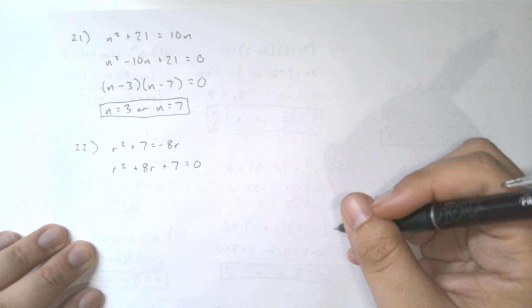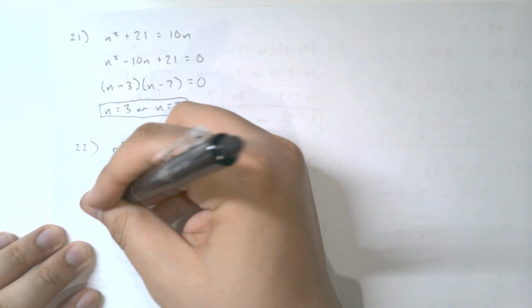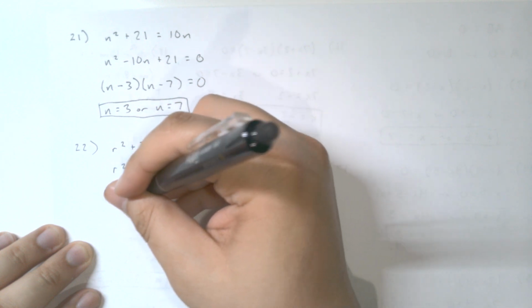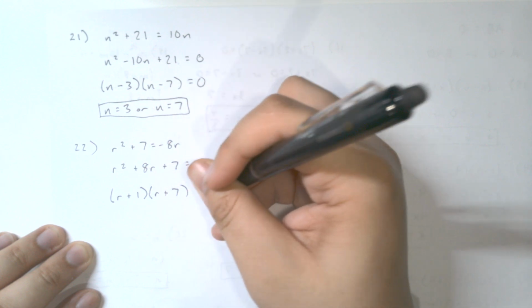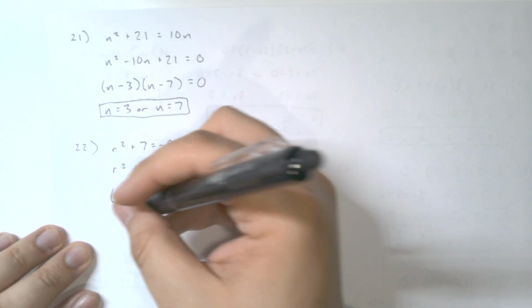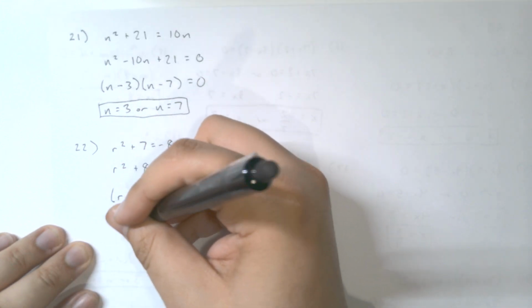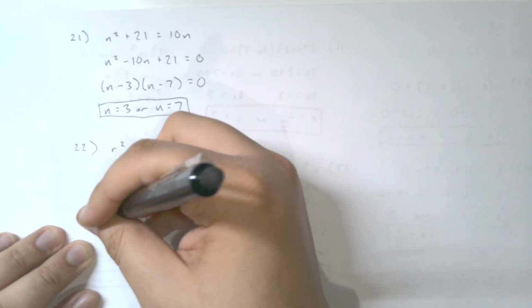And we want to find two numbers that multiply to 7 and add up to 8. We have the numbers 1 and 7, so r plus 1 times r plus 7 is equal to 0. Flip the signs on those two, then we have r is equal to negative 1 or r is equal to negative 7.